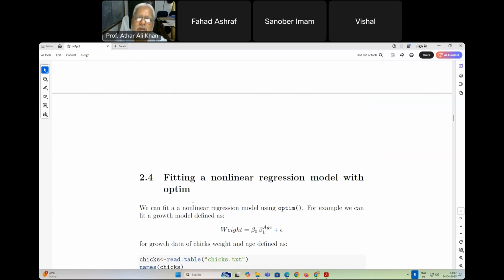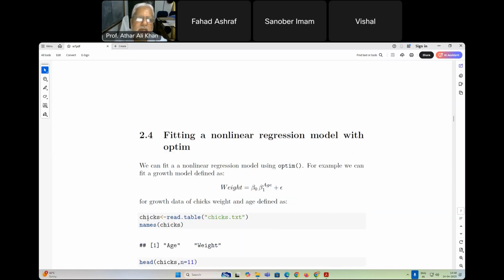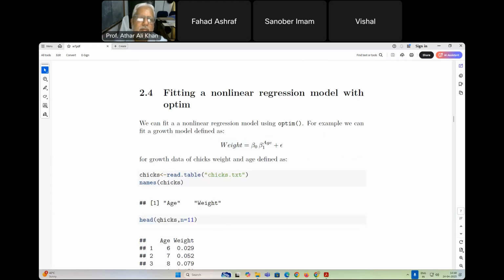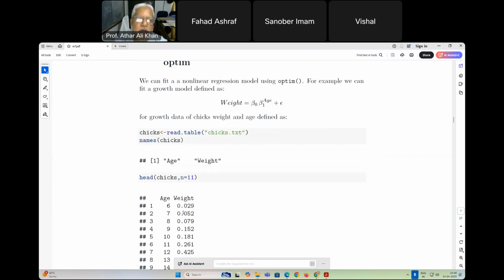Assignment: fitting of a nonlinear regression model with optim. Now we can make use of optim to fit a nonlinear regression model. For example, we can fit a growth model defined as weight is equal to beta naught times beta 1 raised to the power age plus epsilon, for growth data of chicks, weight and age, read with read.table. So this is the data, on chick age of embryo, and this is the weight.